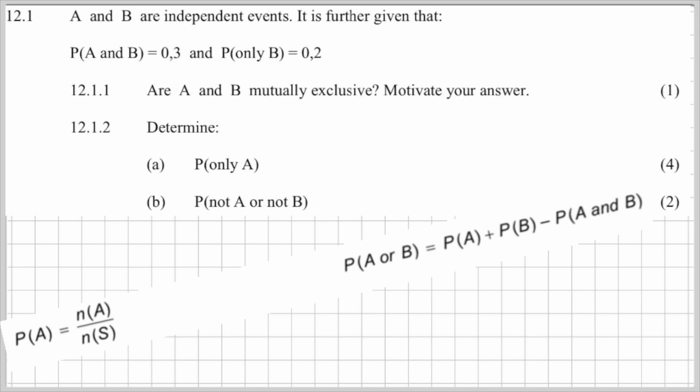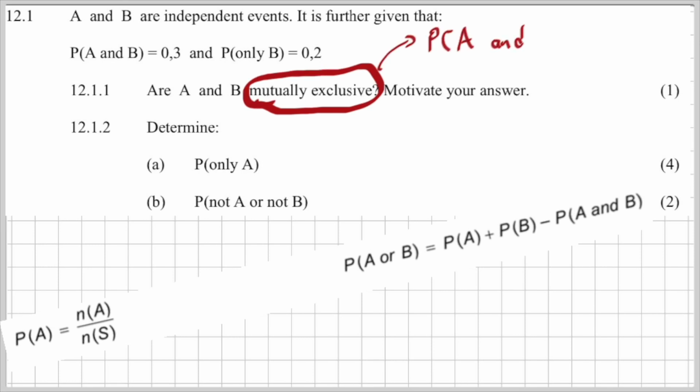So when we look at question 12.1, the first thing I've got to do is again analyze the question. The question is: are A and B mutually exclusive? I decided to jump into this question simply because it is 1 mark. Now, mutually exclusive means the probability of A and B happening is 0.